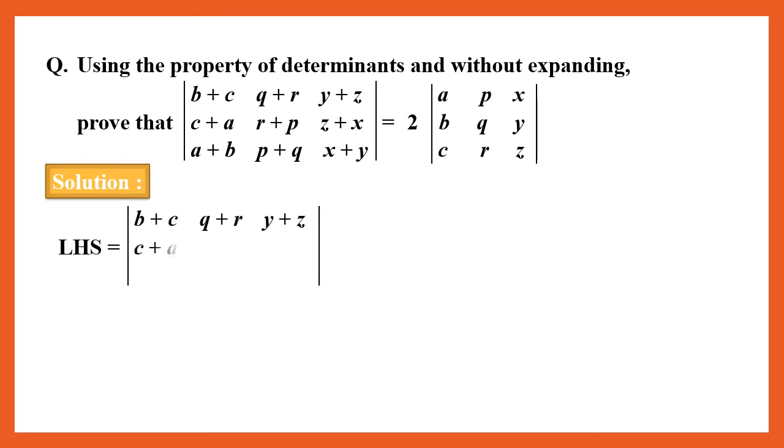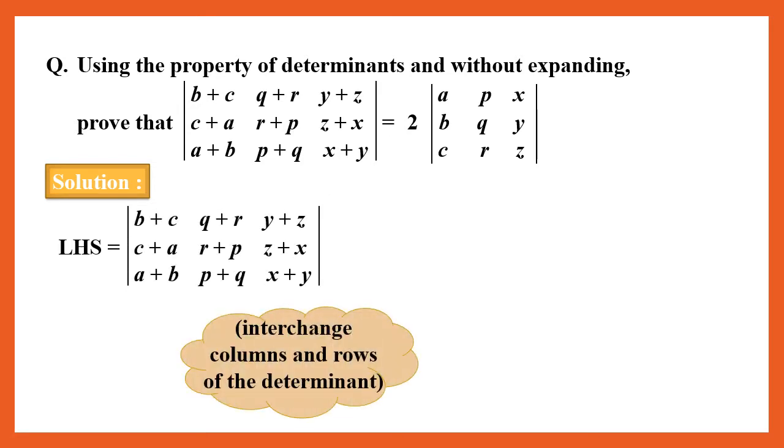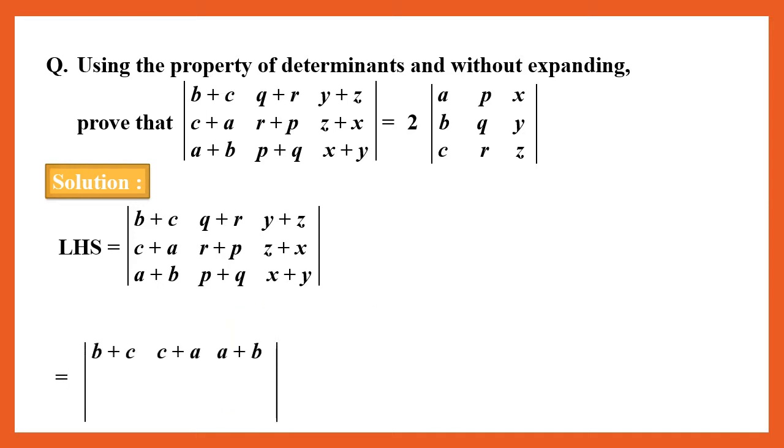So consider the LHS. We'll interchange the columns and rows of the determinant. When we interchange the rows into columns, we get B plus C, C plus A, A plus B; Q plus R, R plus P, P plus Q; Y plus Z, Z plus X, and X plus Y. So we will apply the property C3 implies C3 minus C1 plus C2.